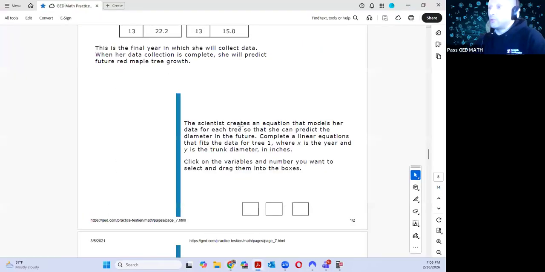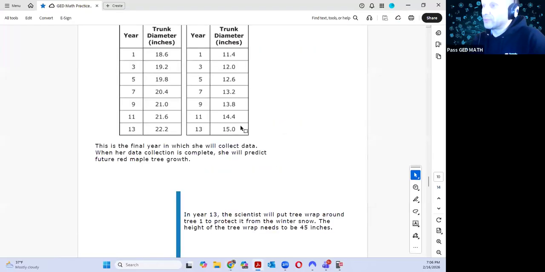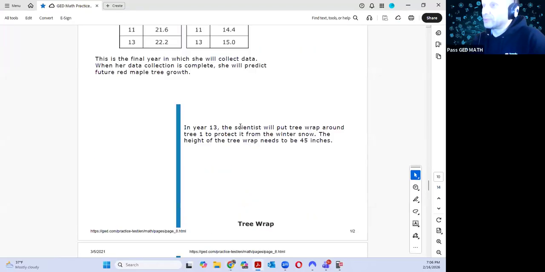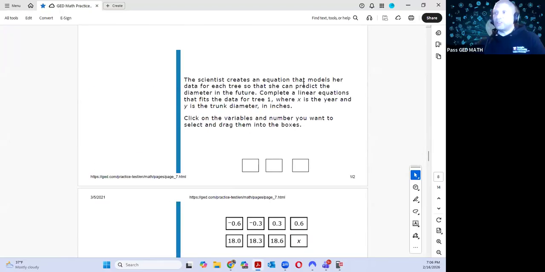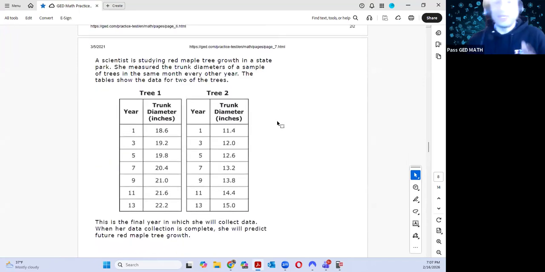So, what they're asking you is this. The scientist creates an equation that models her data for each tree so she can predict the diameter in the future. Complete a linear equation that fits the data for tree 1, where X is the year and Y is the trunk diameter. That's a whole lot of information. Look at all these tables. Look at all this paragraph.